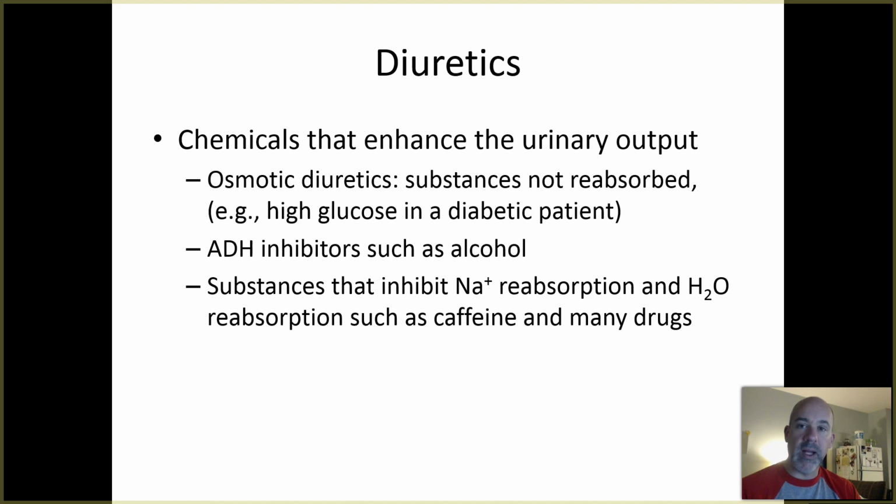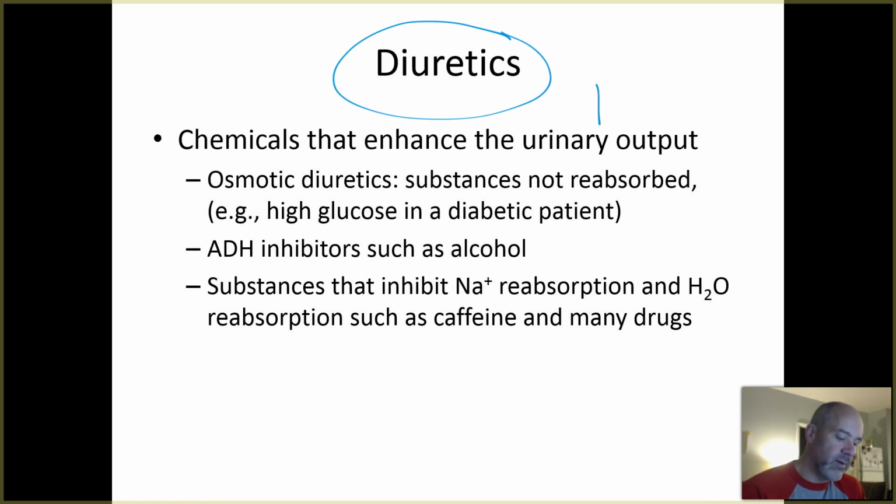All right, we can manipulate the concentration of urine through diuretics. And what is a diuretic? I mean, you no doubt have heard of somebody taking a diuretic as a drug. All a diuretic is, it's a chemical that enhances urinary output. Okay, so you're going to increase urinary output. Anti-diuretic hormone does the opposite. It concentrates the urine and reduces your urine volume.